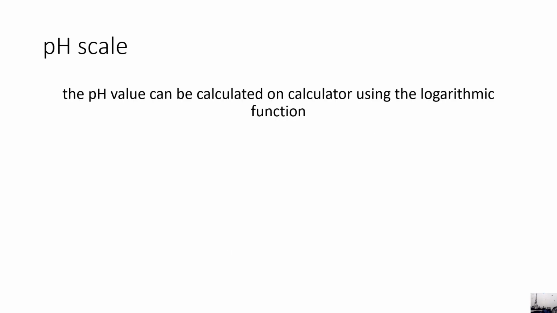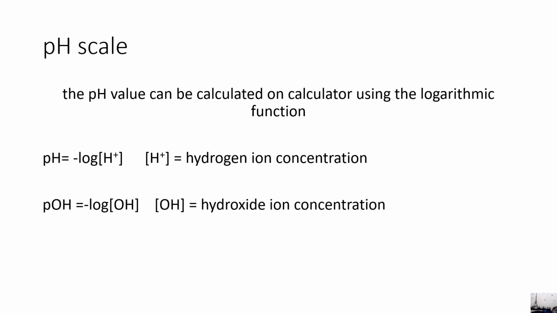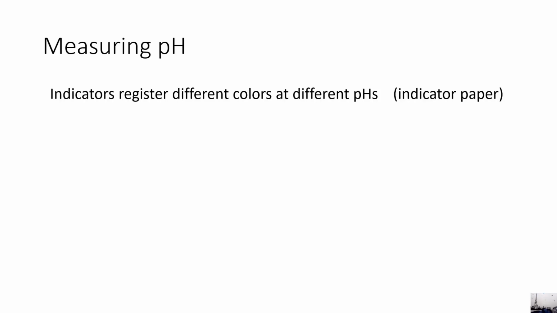Okay. Now the pH value can be calculated on a calculator using the logarithmic function obviously. So pH will be -log[H+], where [H+] is your hydrogen ion concentration, whereas pOH will be -log[OH-], where [OH-] is the hydroxide ion concentration. And pH + pOH will always be 14 at the temperature of 25 degrees Celsius.